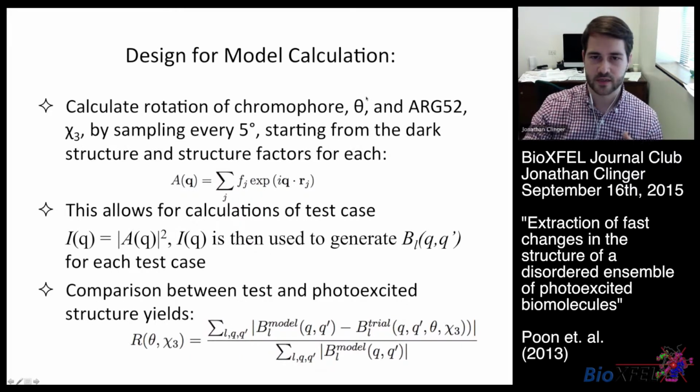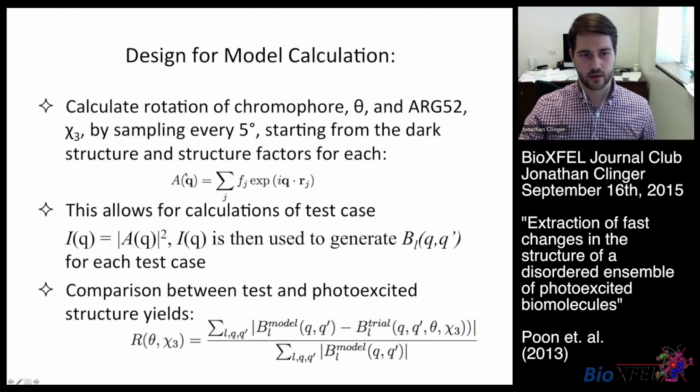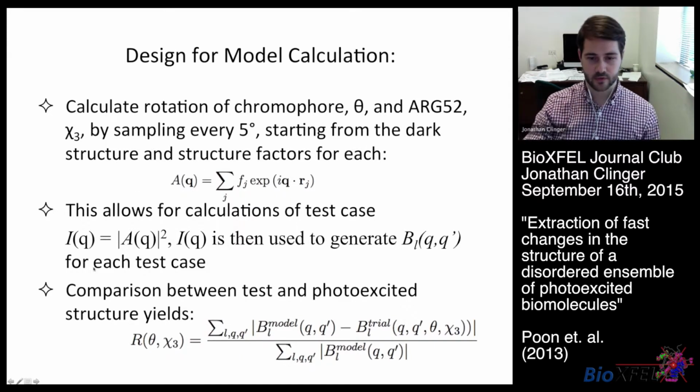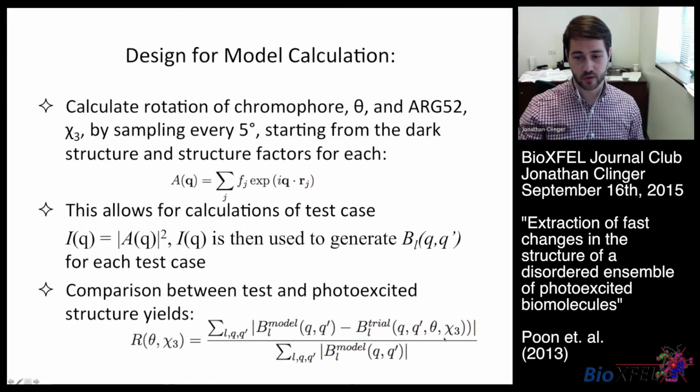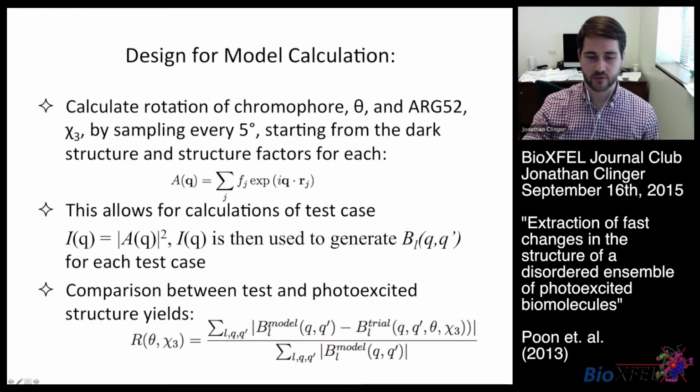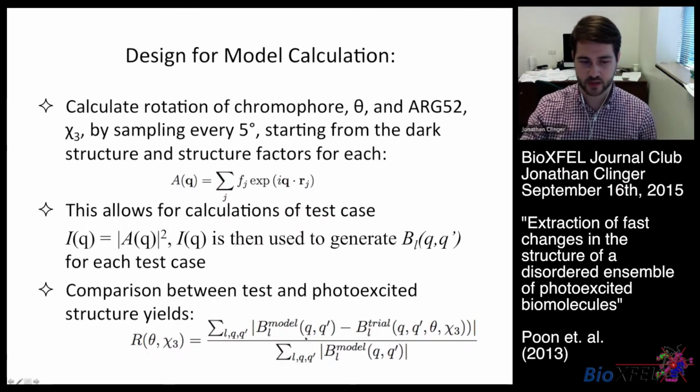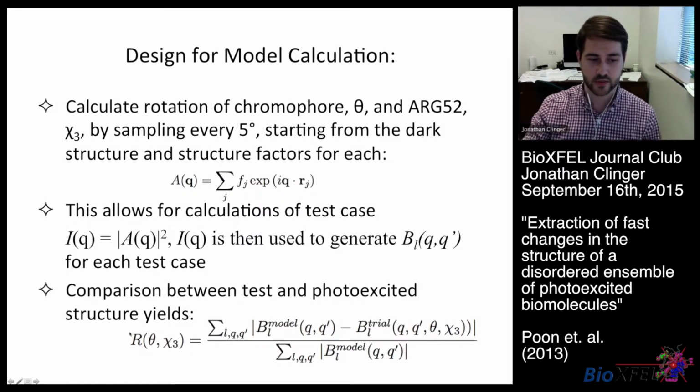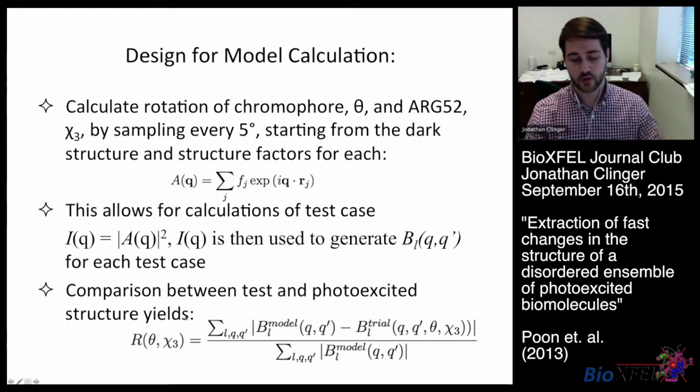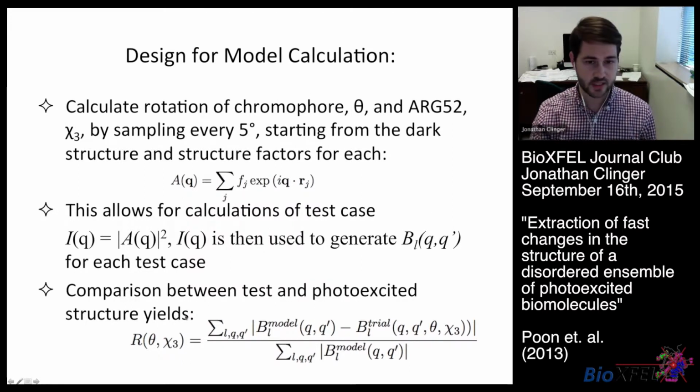But so they did 365 degrees for theta and 365 degrees for chi3, and then calculated structure factors for each case, and then got the I's for each of those, and then generated this trial model here, and compared it to the photoexcited density converted to this B factor here. And so this comparison between the test and the photoexcited structure yields this R factor here, which they converted into a 2D contour map, which I'm showing in the next slide.